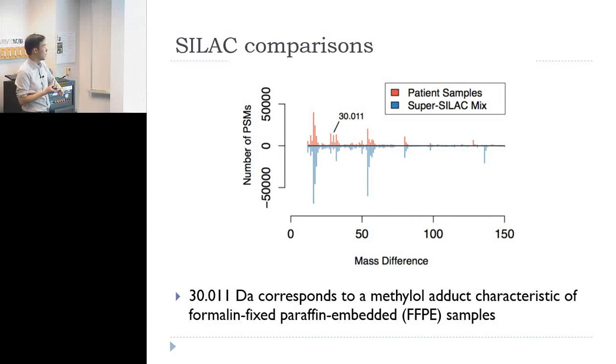in SILAC data, with red being the data from the patient samples, and the blue is just a mix of different cell lines in the super-SILAC mix. And we see this distinct 30.011 in the patient samples that likely corresponds to this methylol adduct that's commonly found in FFPE samples.